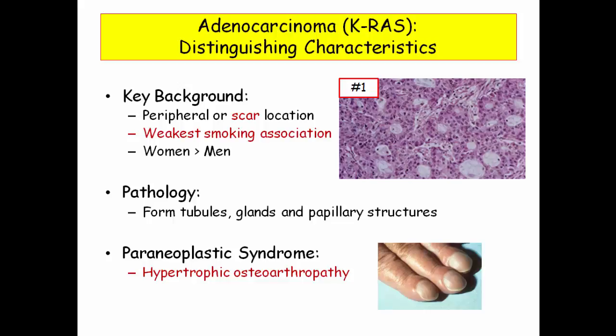The other key piece of background information is the weaker smoking association. So they'll describe a lung cancer scenario, but your defining clue will be the absence of smoking. If they are coming after you with a lung cancer, but the patient is a non-smoker, assume adenocarcinoma unless compelling information is given to the contrary. Don't get confused by this, as the majority of adenocarcinoma is still smoking related. It's just a weaker association.